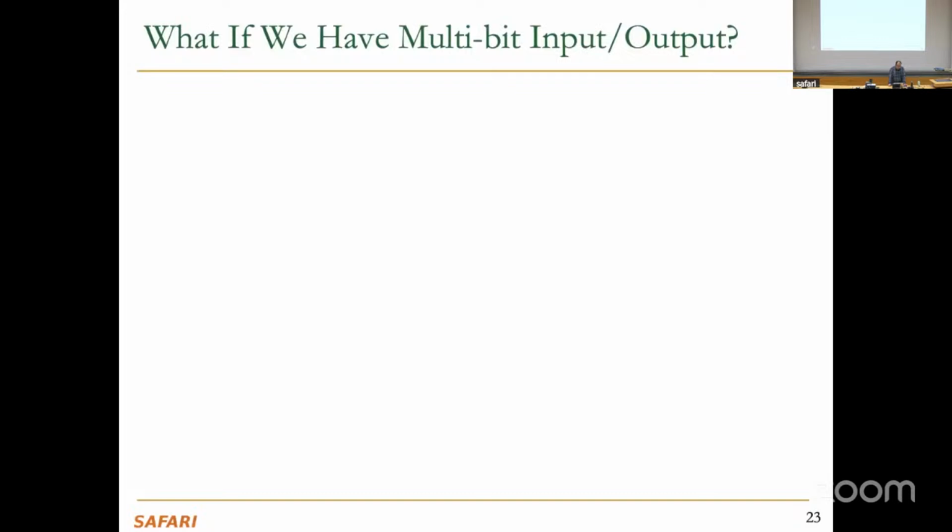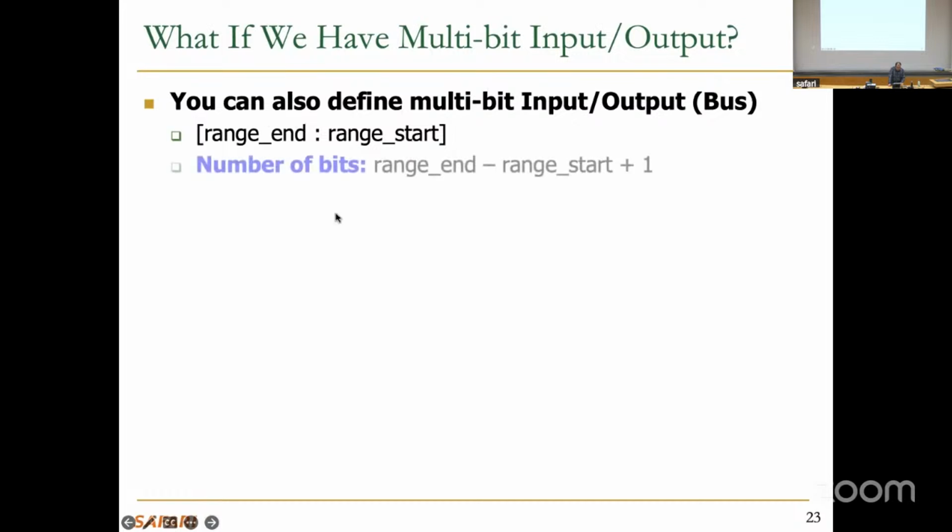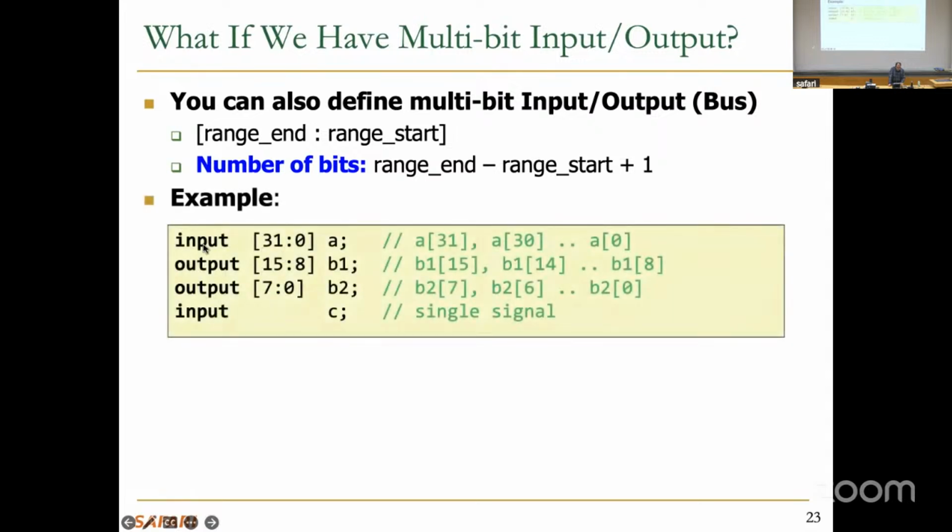So what if we have multi-bit input and output? We can define it using a range. You put the range end and range start, and that shows the number of bits you have. The number of bits is the range end minus the range start plus 1. For example, here you have input [31:0] A. That means A is a 32-bit value. And then you can specify every single bit of A using this notation: A31, A30, A0, and so on and so forth.